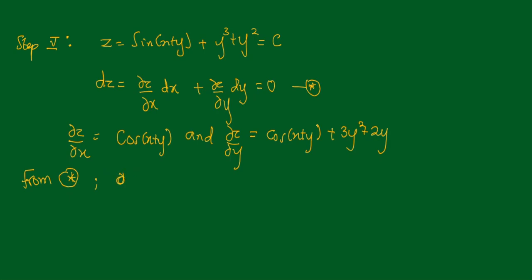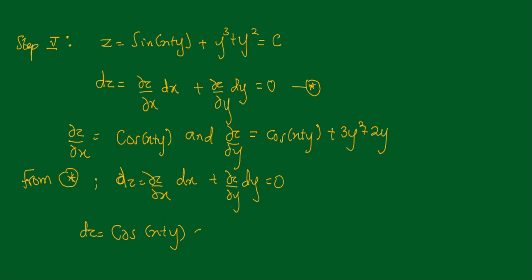From equation star, we have dz equal to the partial derivative of z with respect to x multiplied by dx plus the partial derivative of z with respect to y multiplied by dy, which is equal to 0. Substituting, we now have dz is equal to cos x plus y dx plus 3y squared plus 2y plus cos x plus y dy, and this is equal to 0.